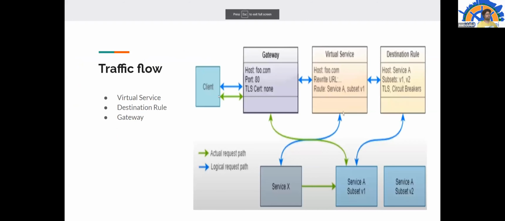the traffic flow. The major entities we need to know to govern or manage traffic inside Istio are three: gateway, virtual service, and destination rule. If you know each and every attribute of those, you will be able to manage the traffic within the mesh.